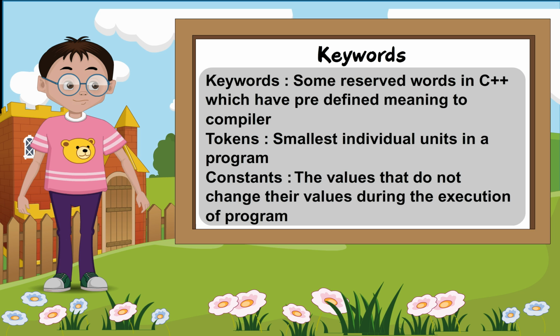Keywords: some reserved words in C++ which have predefined meaning to the compiler. Tokens: smallest individual units in a program. Constants: the values that do not change during the execution of the program.